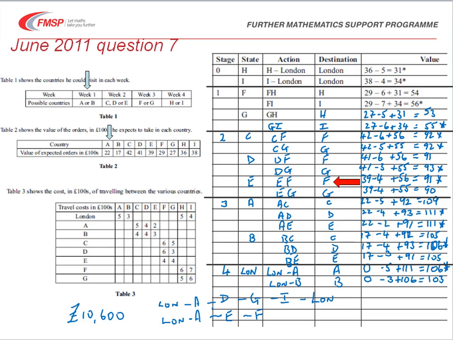Moving up to F, to see where the asterisk is there. And that again is at I. And on from I we get back to London. So the two routes that are possible to give us our optimum income of 10,600 are London, A, D, G, I and back to London, or London, A, E, F, I and back to London.